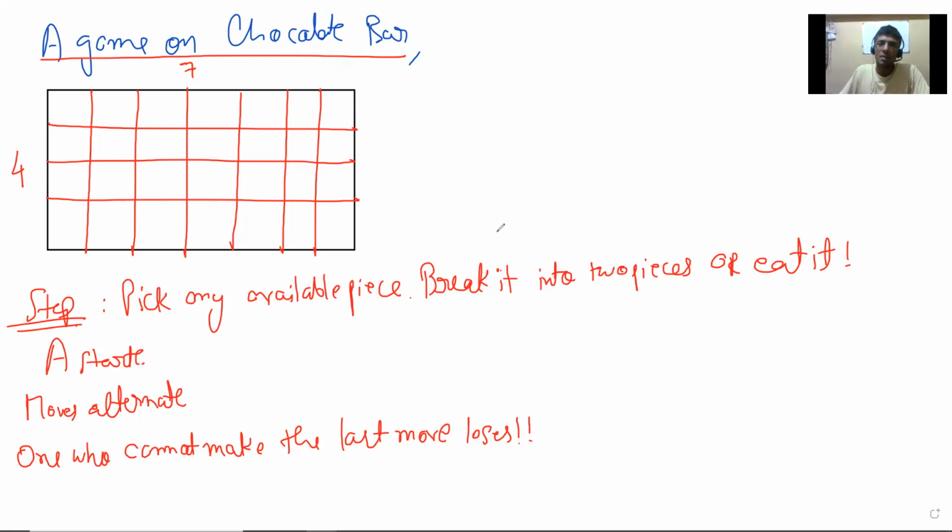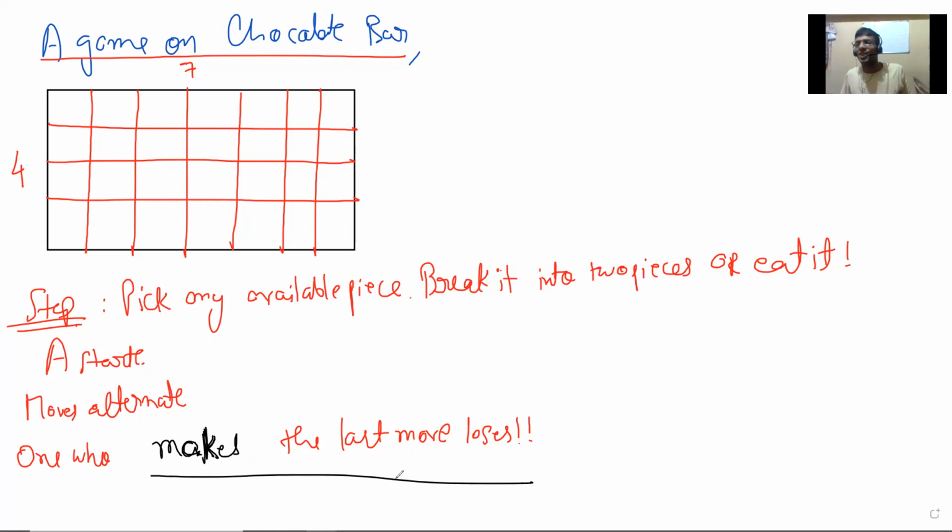So it should then be the person who makes the last move. No. Oh, well, who makes the last move loses. So the question has changed now. Last move means who eats the last piece of chocolate loses. Whether it sounds strange or not, I don't know, but whoever eats the last piece of chocolate loses. So the question has changed, obviously.